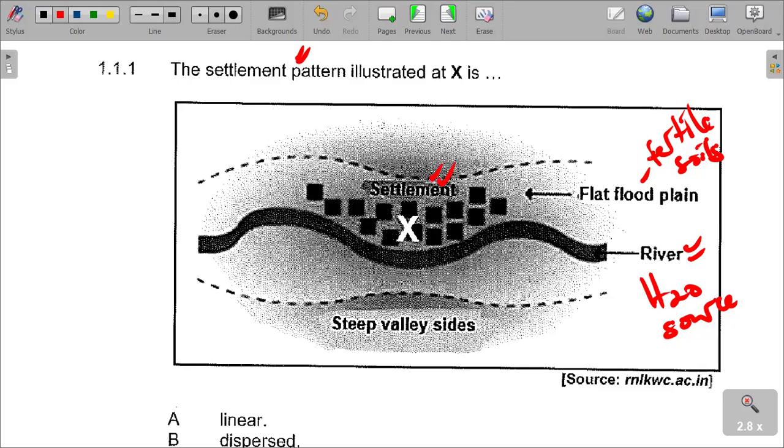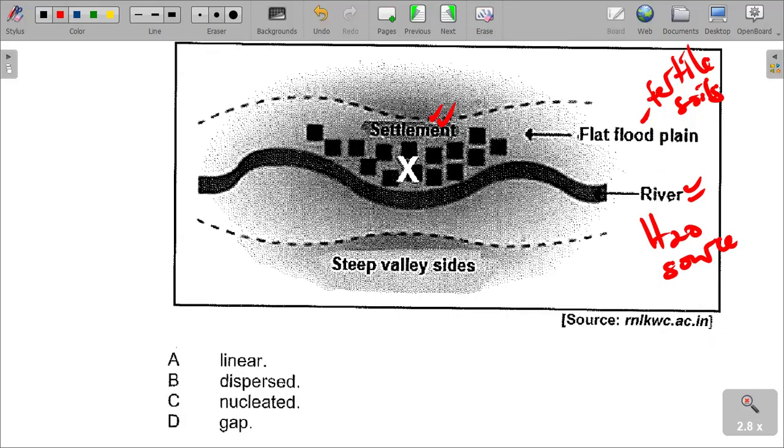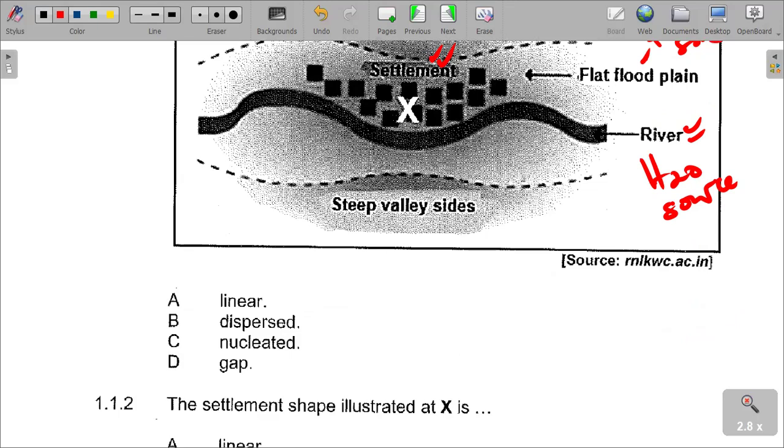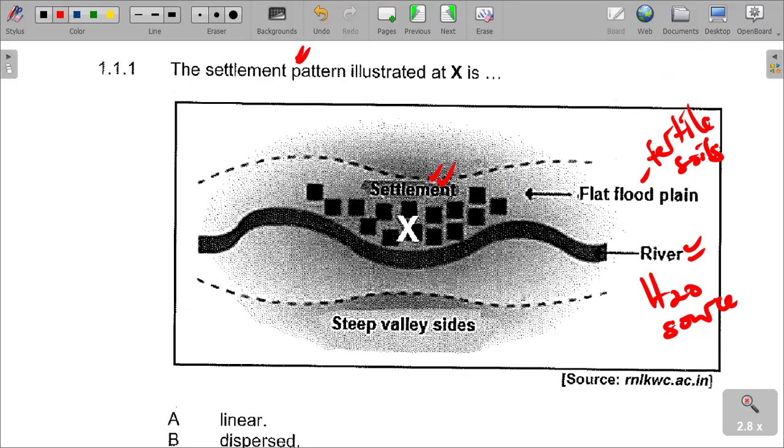So now, the settlement pattern illustrated at X is a dash. What type of settlement is shown at X? As you can see, our houses, these are our houses, are built along the river. So what type of settlement pattern is shown at area X?